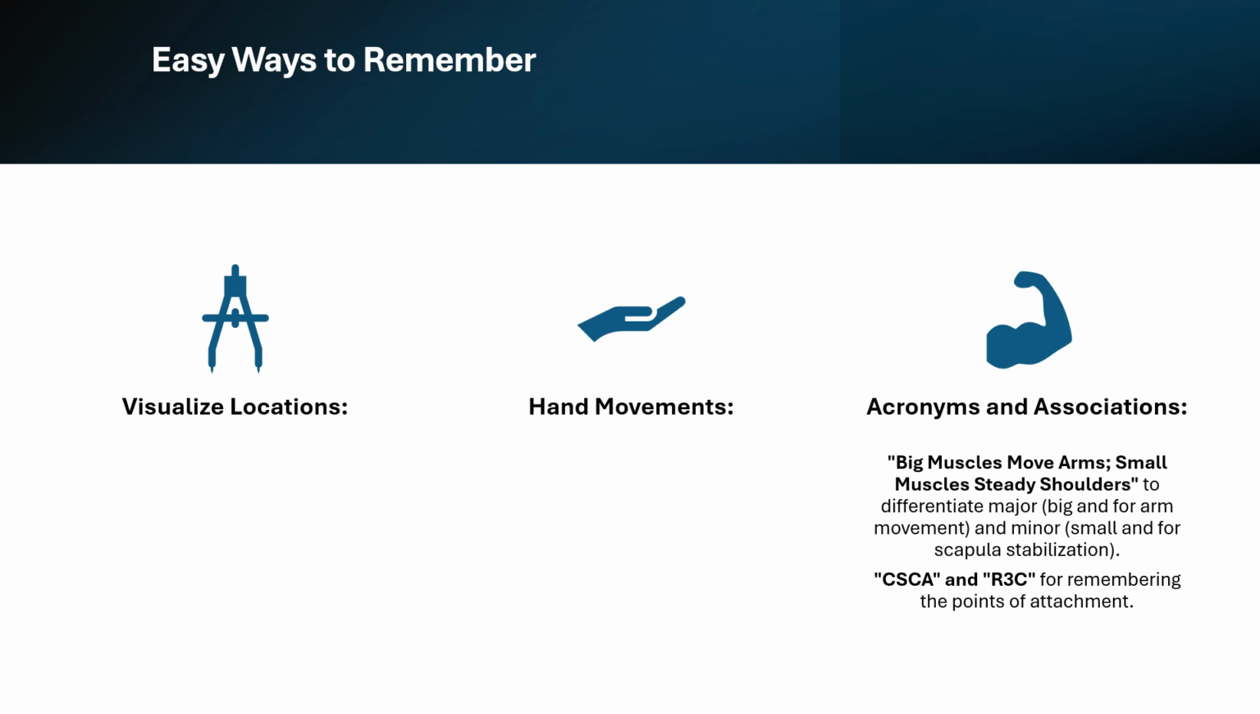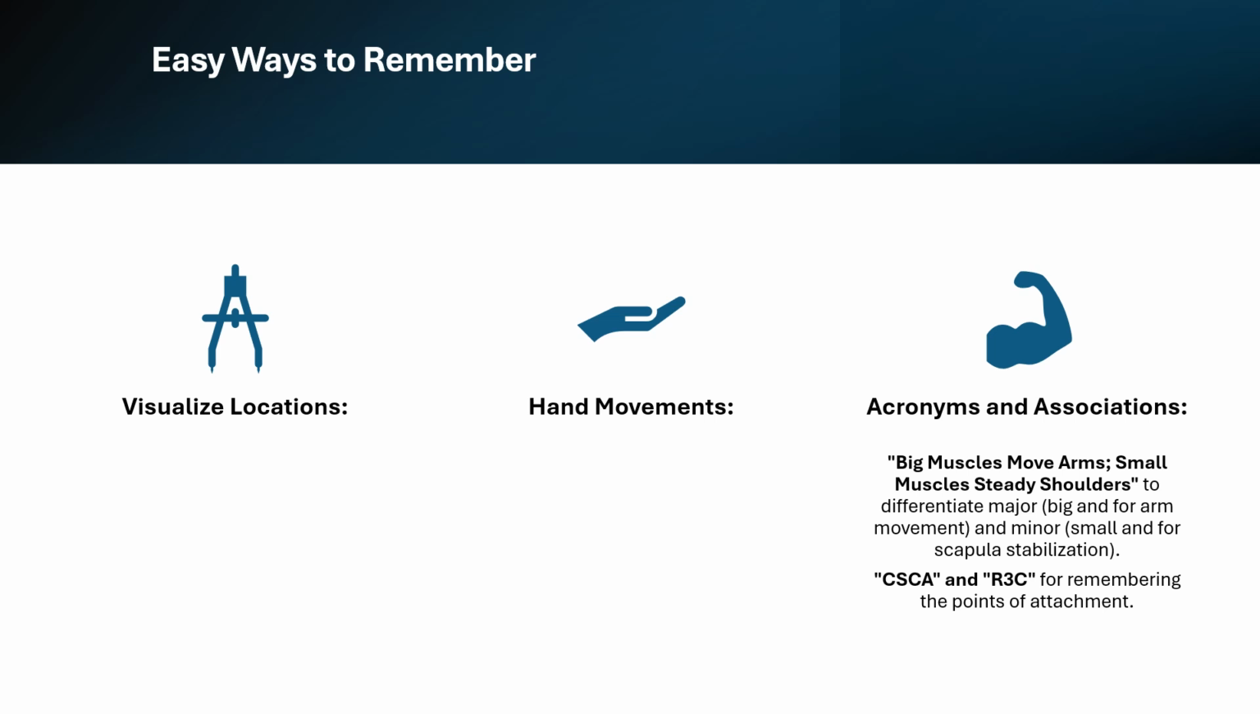Now remembering muscles, origin, insertion and actions can be quite difficult. So here are a few easy ways to remember pec major and minor. So you can visualize the location. So picture the pec major as a large shield covering the chest, connecting from the clavicle and sternum to the arm. And picture the pectoralis minor as a small support beam running from the ribs to the scapula.